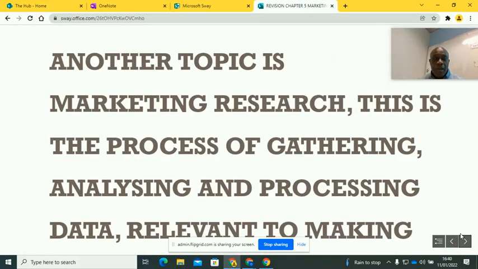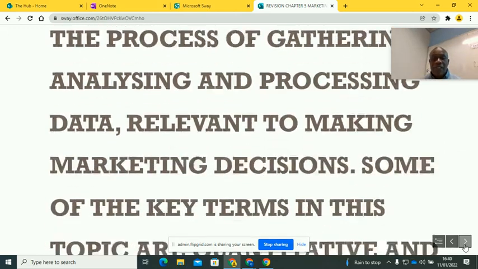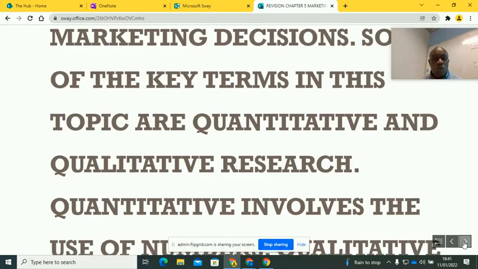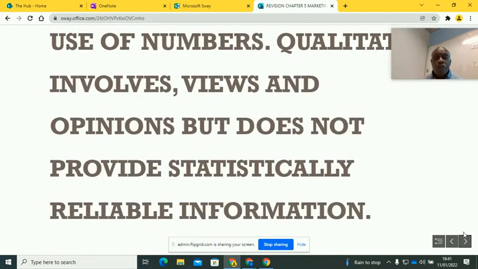Another thing we need to talk about is marketing research. Before you can start doing something, you need to research. And what is marketing research? It's the process of gathering, analyzing, and processing data relevant to making marketing decisions. Some of the key terms: you need to know the difference between quantitative and qualitative research. Really important key words. Quantitative involves the use of numbers.